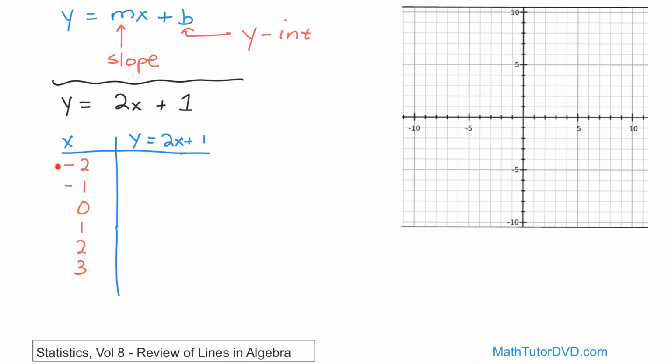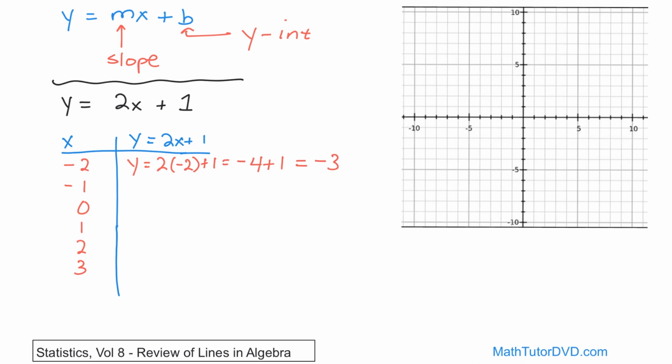Now for every one of these x values, all you do is stick it in here and calculate the corresponding y value. So for this value, it would be y equals 2 times x, but x is negative 2, plus 1. Right? So negative 2 times negative 2 right here gives you negative 4. You still have to add the 1 to it. Negative 4 plus a positive 1 is negative 3.